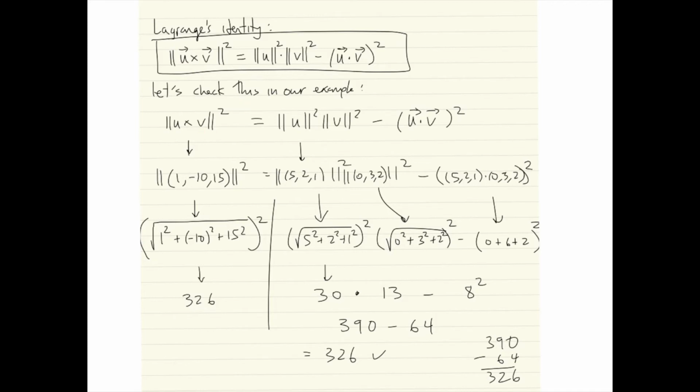So u cross v squared was this. U cross v was this, and then when you take the norm squared, remember the norm is the square root of the sum of the squares of the components, and then when we're squaring that, the square root disappears, so we get 326. Similarly, computing the norm of u and v gives this thing, and then the dot product of u and v is some number, and squaring that gives this, and magically we get the same answer.